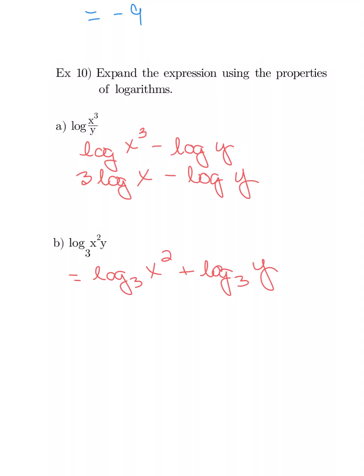The problem is not complete until any exponents on arguments get dropped to the front, and we have that on the first term. First term will become 2 log base 3 of x. Second term has no exponent, so it stays log base 3 of y.